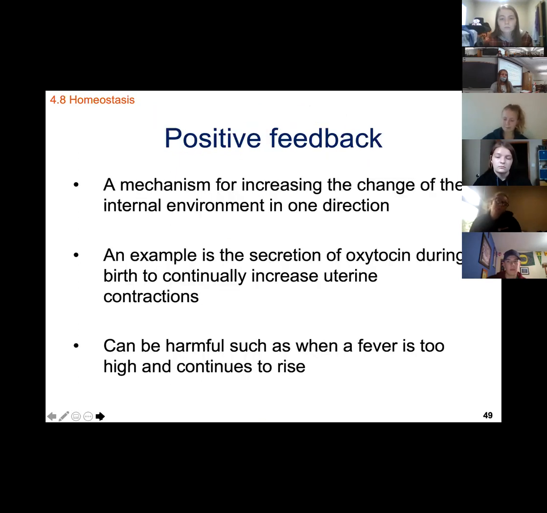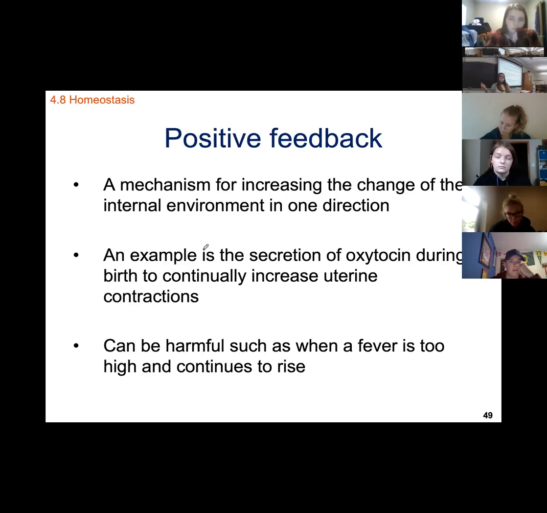Then we have positive feedback. This is a mechanism for increasing the change of the internal environment in one direction. Okay, so the last one kind of had like a circular thing. We had an issue, we told that we had an issue, we solved the issue, we're back to normal. And then maybe you have to go the other way. It's kind of like a circular motion. This is increasing the change of the internal environment in one direction.